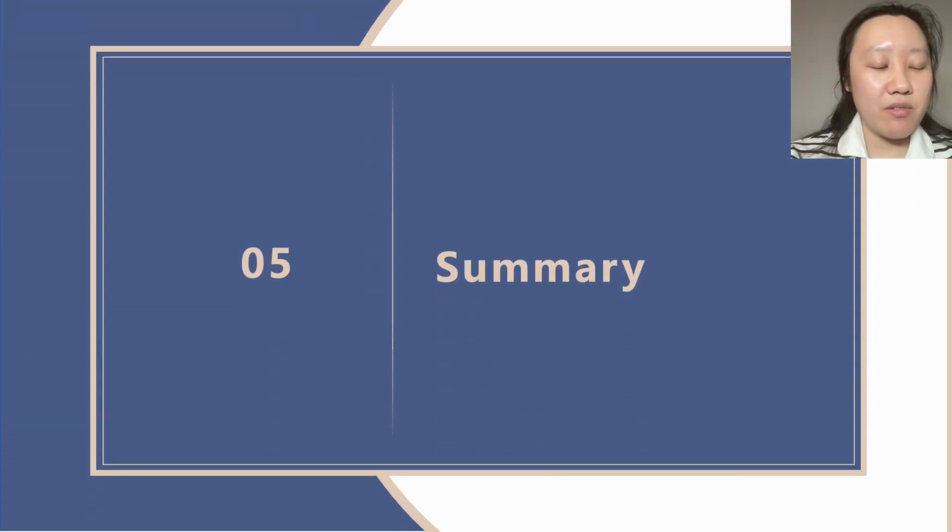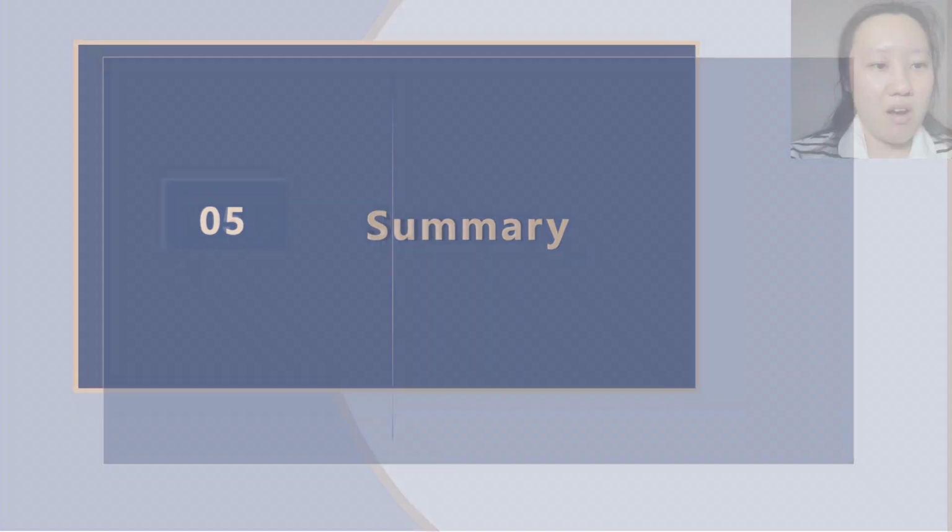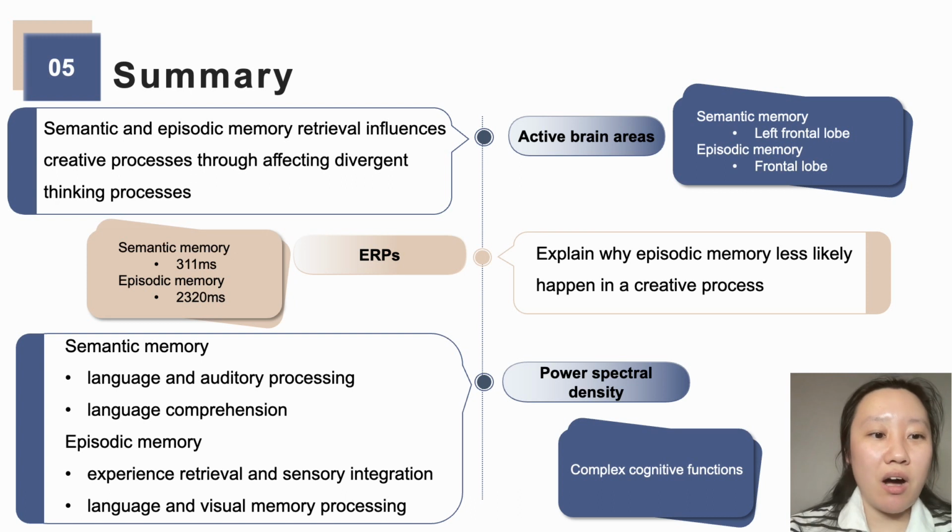Now let's have a quick summary of our results. Our study identifies three kinds of activities from the EEG. The first one is active brain areas, the second one is ERPs, and the last one is power spectral density. From the result on active brain areas, we have found that semantic and episodic memory retrieval can influence the creative process through affecting the divergent thinking process.